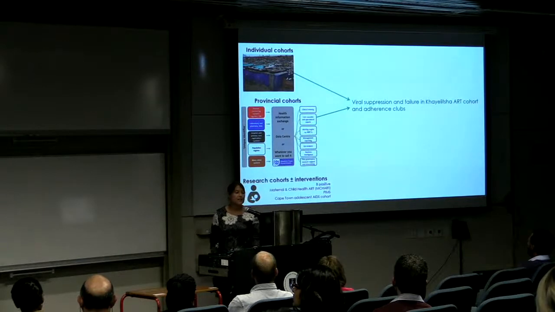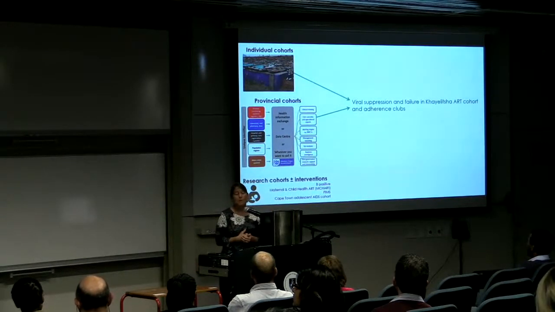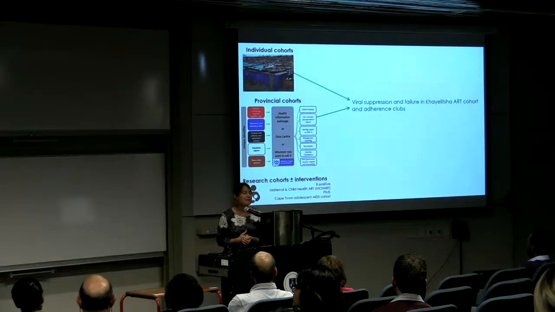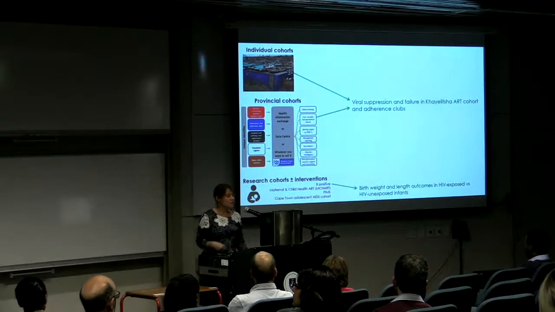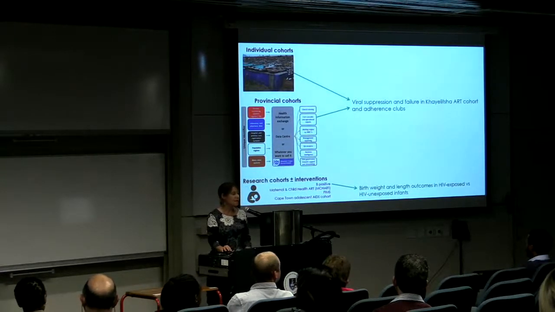So just to relate that to what you're going to hear today, you're going to hear about the individual Khayelitsha cohort, and that is supported by information from the province because people don't always stay in one place and go back to the same facility. So we've increasingly learned that we need to make use of data from other facilities and about other comorbidities. You're going to hear from one of our research cohorts, which is the B-positive cohort, looking at the implementation of universal ART for all pregnant and breastfeeding women.